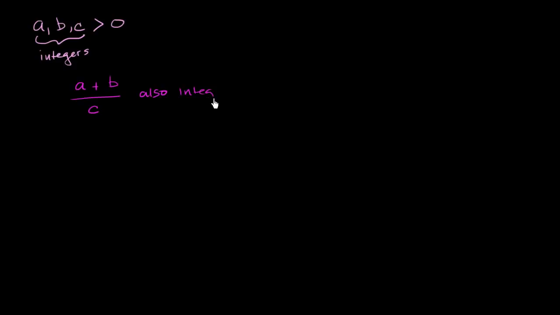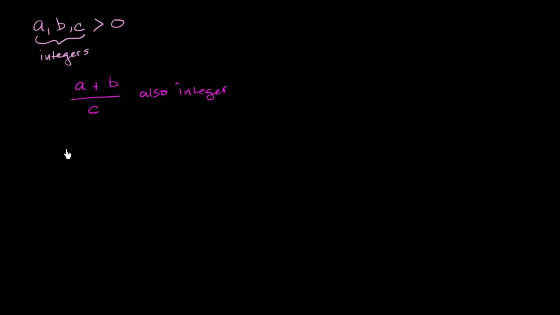Let's say that we have three integers, a, b, and c. And we know that all of these integers are greater than 0. So they're integers, and they are greater than 0. And we also know that the expression (a + b) over c is also an integer. The entire expression, if you were to evaluate it, is also an integer.